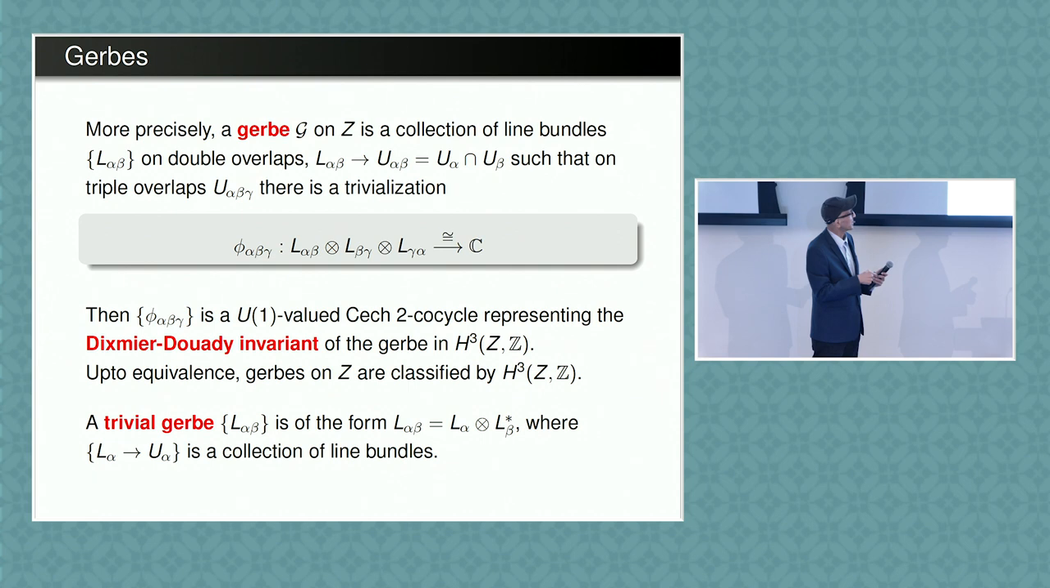So up to some equivalence, which I won't mention here because it's a bit involved to actually define, gerbes are classified by the third cohomology with integer coefficients. And a trivial gerbe is of the form L alpha beta is L alpha tensor L beta dual, where L alpha is just a collection of line bundles, an arbitrary collection of line bundles.